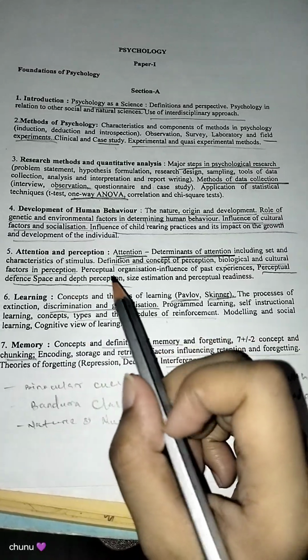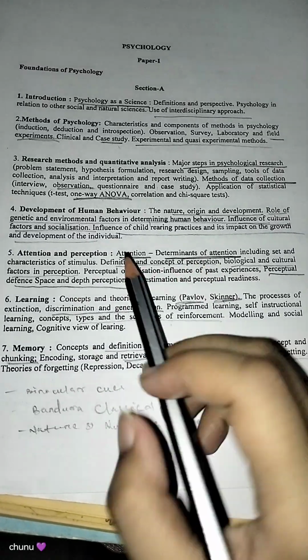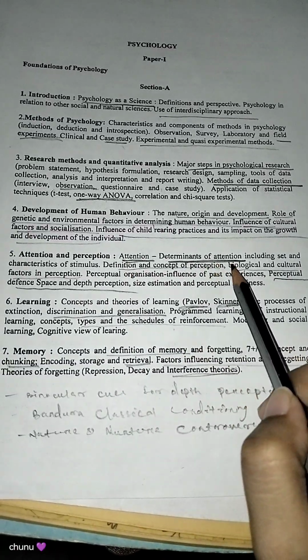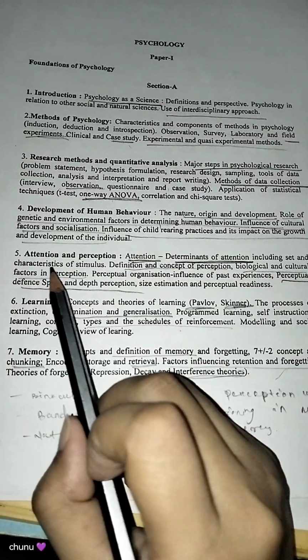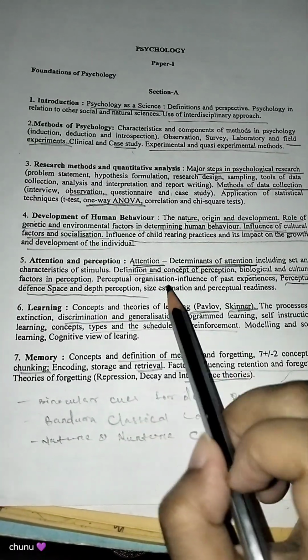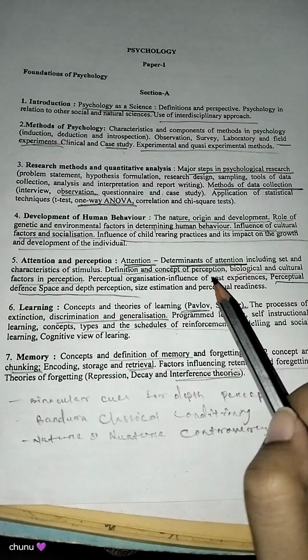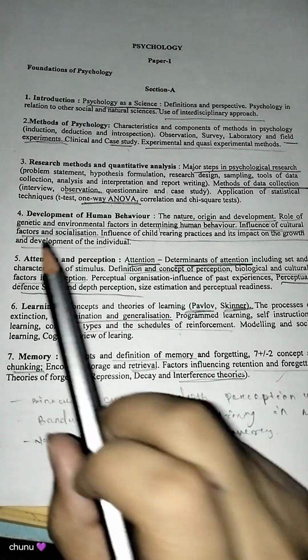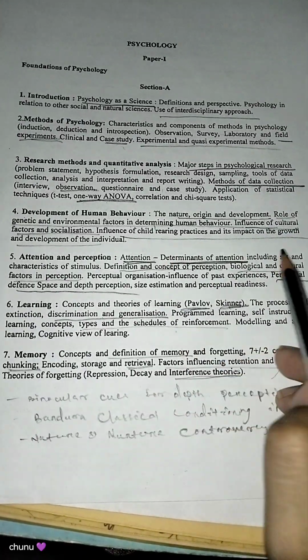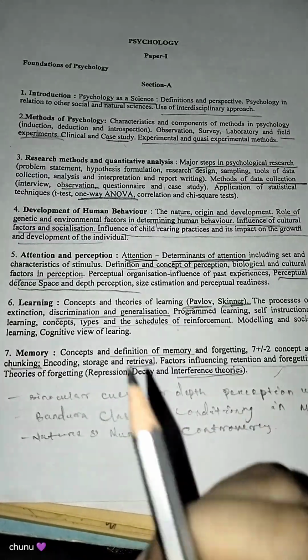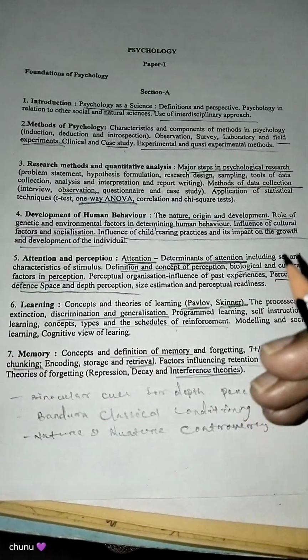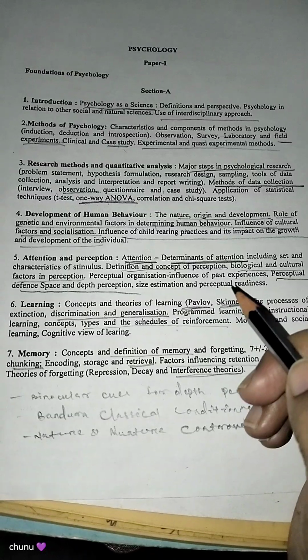And attention and perception, this is also very important. The attention, the determinants of attention including the characteristics of the stimulus, the definition and concept of perception, biological and cultural factors in perception. This is the highlighted part, which was already asked in previous questions, so please study thoroughly.